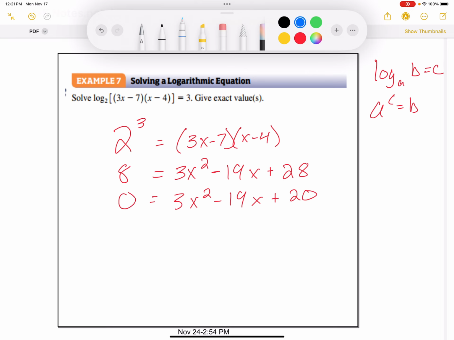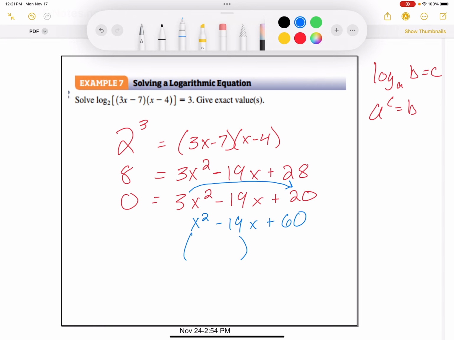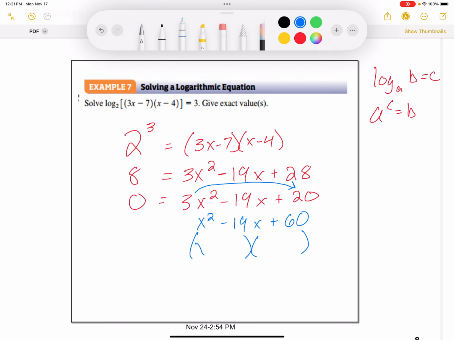All right, here you could just plug it into the quadratic formula. I like to factor. I would rather factor it, or try to factor it. Write it as x squared minus 19x plus 60. And then I'm thinking two numbers that I can multiply together to get 60 that I can add together to get 19. So 60 is 15 times 4, which would give us 19, so x and x, negative 15 and negative 4.